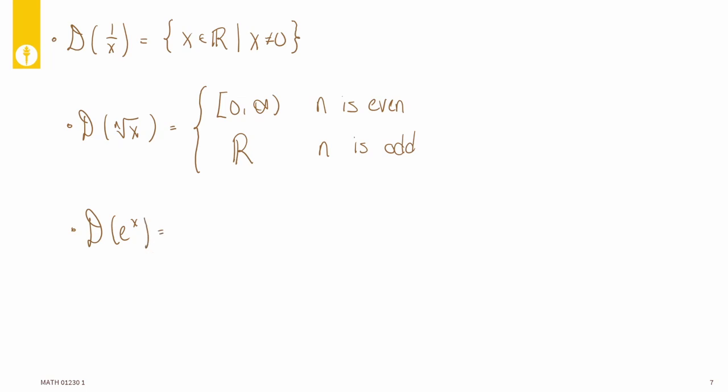Domain of e to the x was what? So that's just all the reals. Natural log of x, we just kind of went over. Not including 0. So 0 to infinity. Open or closed?